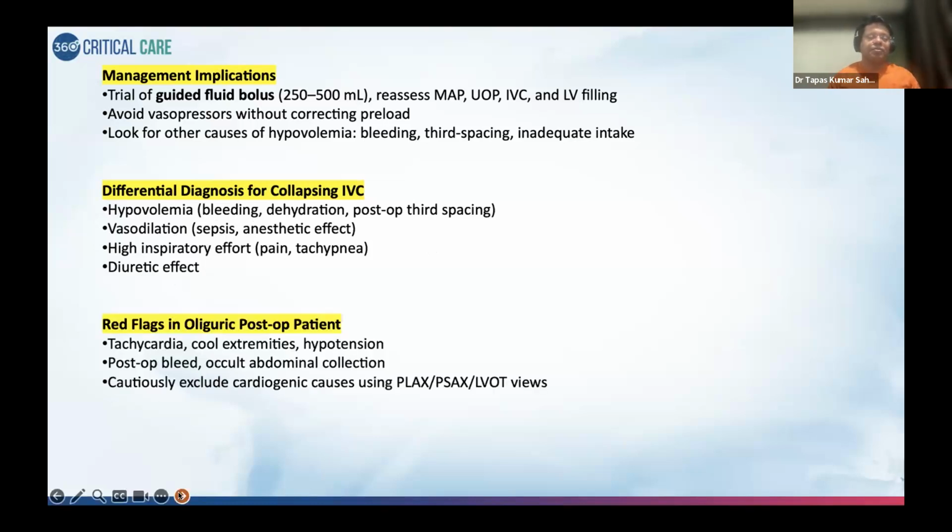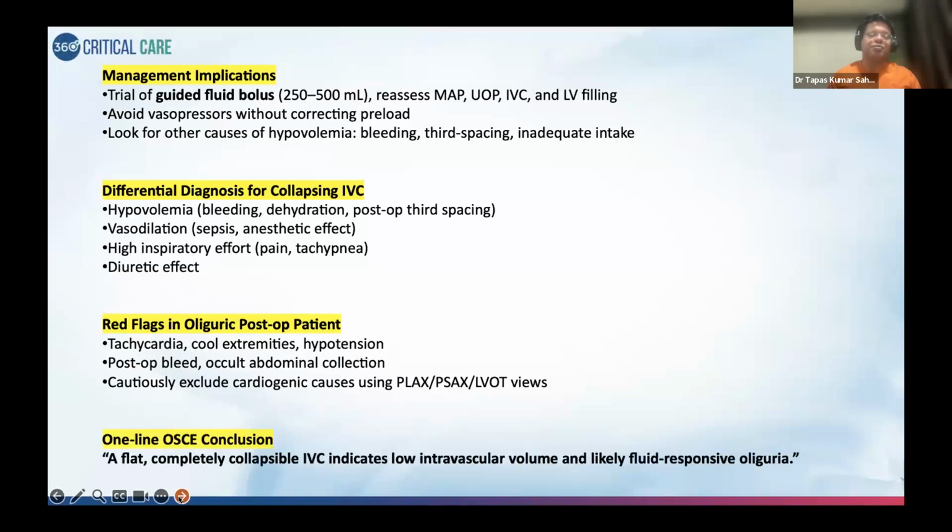Okay. And what are the red flags in the oliguric post-op patient? Tachycardia, cool extremity, hypotension, post-op bleed, occult abdominal collection, and you should also simultaneously exclude the cardiogenic causes using the parasternal long axis, short axis, and LVOT view.